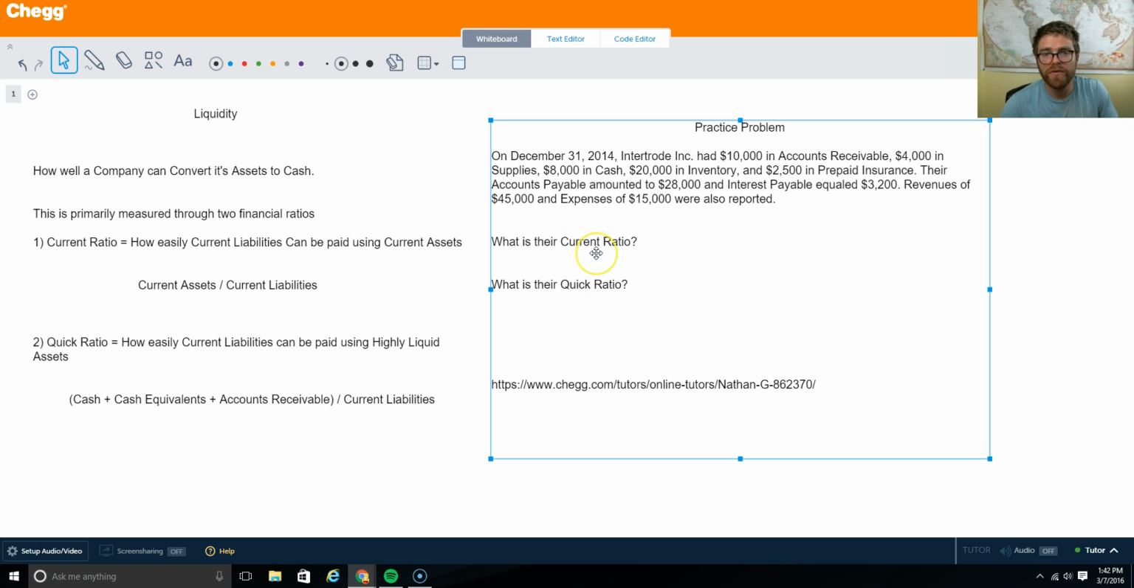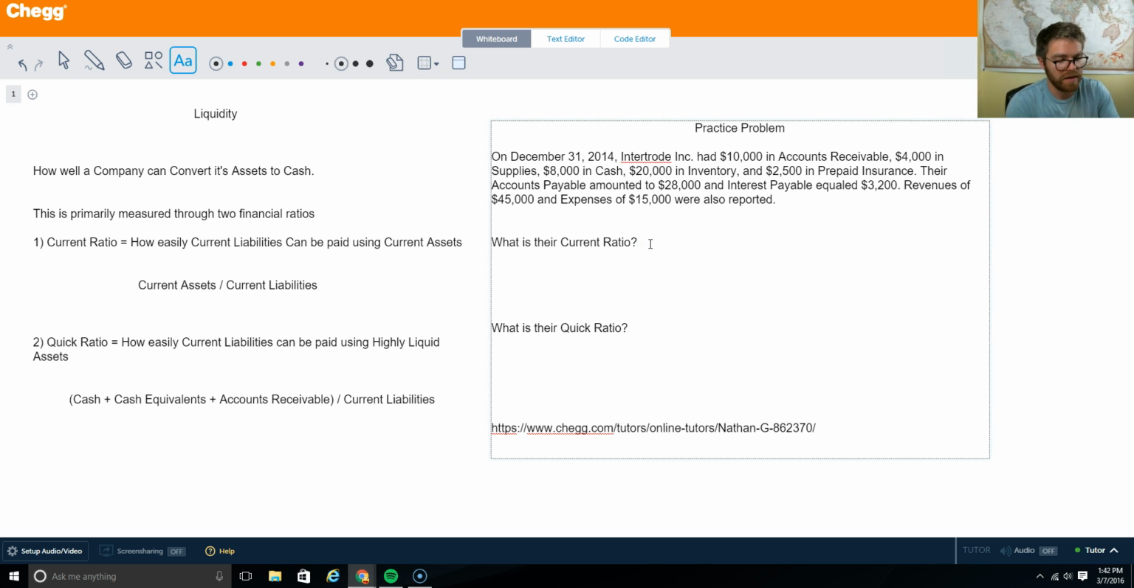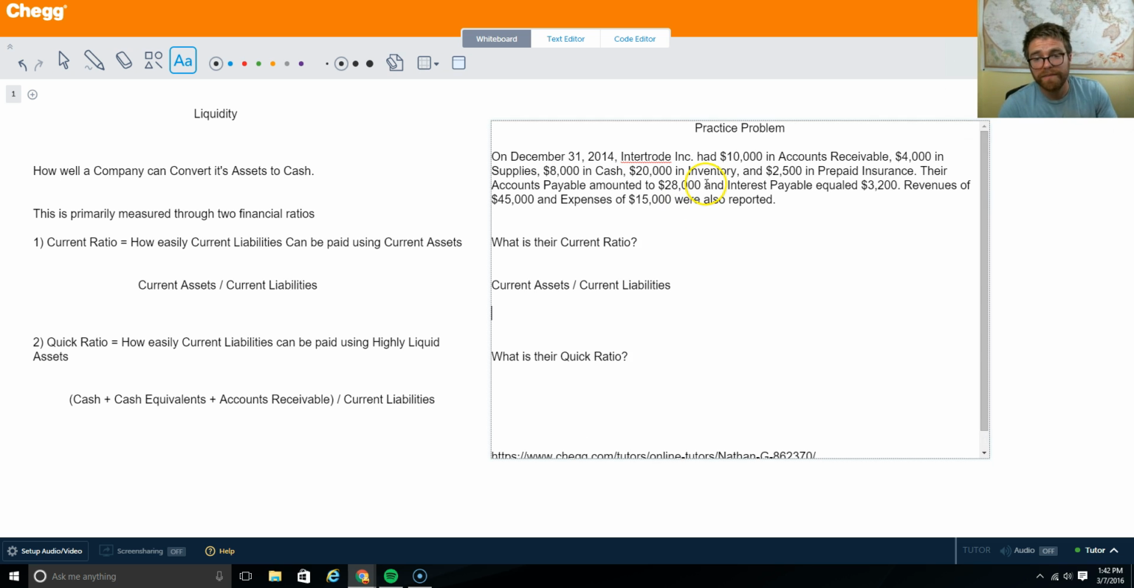So, for their current ratio, what do we need to do? Well, if we just follow this formula on the left side, take your current assets and divide it by your current liabilities. So, let's look at our current assets here. Well, we have 10,000 in accounts receivable. So let's go ahead and add that in here. And we have 4,000 in supplies, 8,000 in cash, 20,000 in inventory, and 2,500 in prepaid insurance. So we know that's going to be our numerator there. And we divide that over our current liabilities.